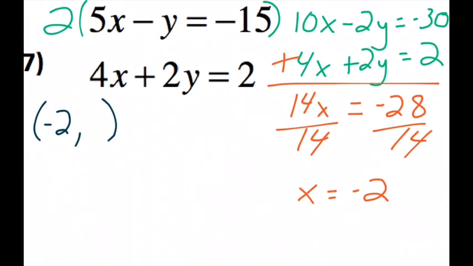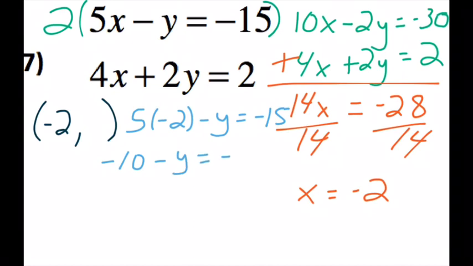Okay, now we need to find our y value. Let's go ahead and plug negative 2 back in for x. Go ahead and do it to the top one. You can certainly choose to do whichever one you want. I'm just going to do the top one. So 5 times negative 2 subtract y equals negative 15. 5 times negative 2 is negative 10. Subtract y equals negative 15.